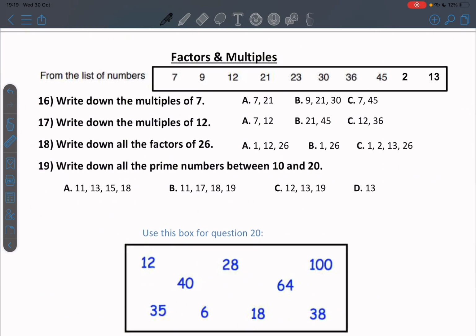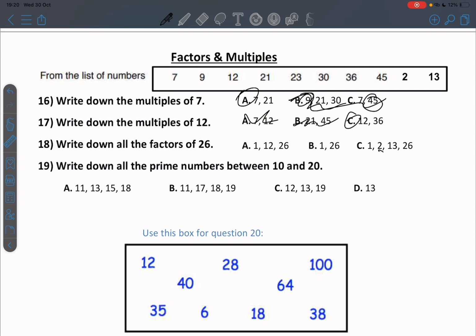Question 16. Write down the multiples of 7. So from this list of numbers, this is not a multiple of 7 and neither is 9. So it'll be option A. Question 17, write down the multiples of 12. Again, 7 is not a multiple, neither is 21, so it's going to be this option. Write down the factors of 26.